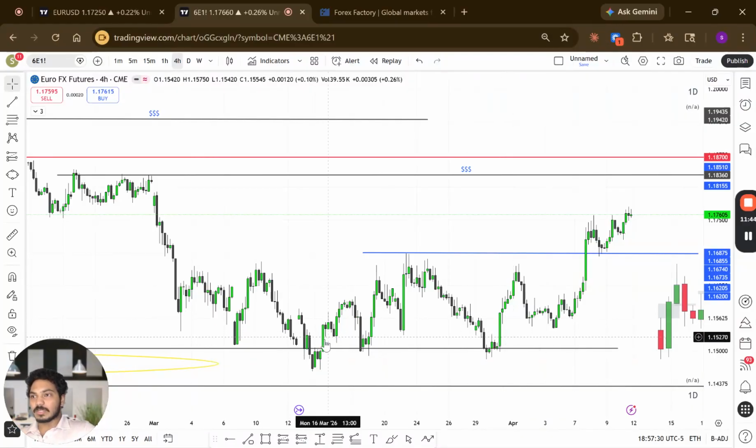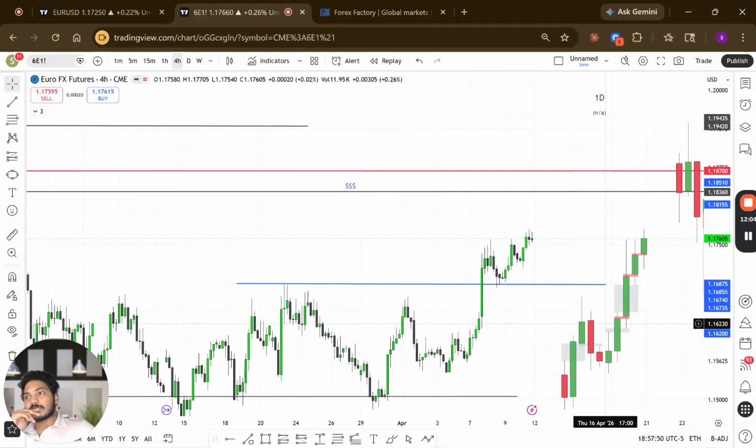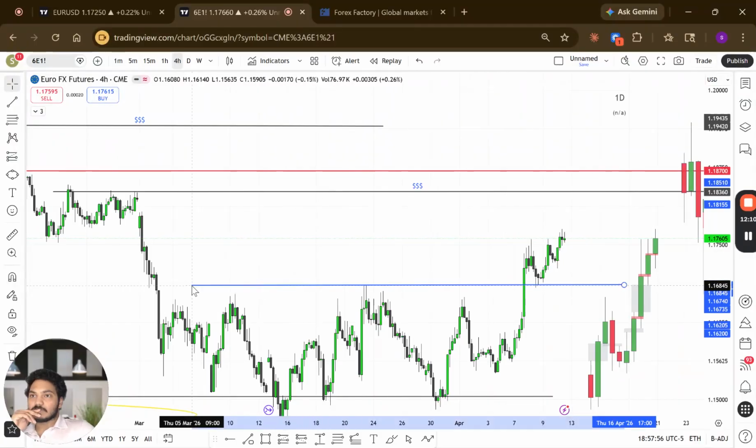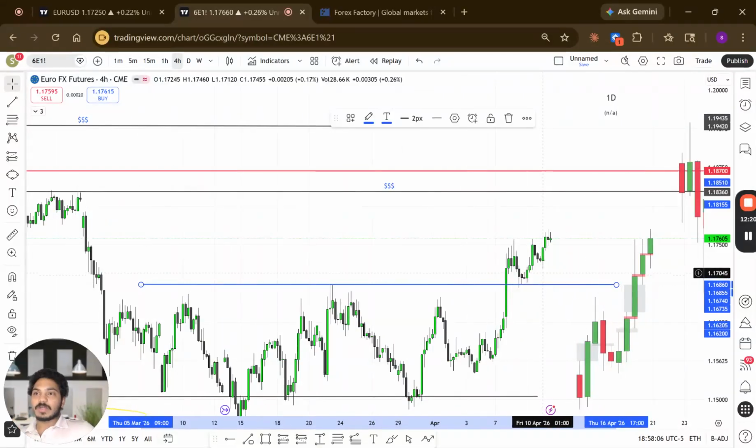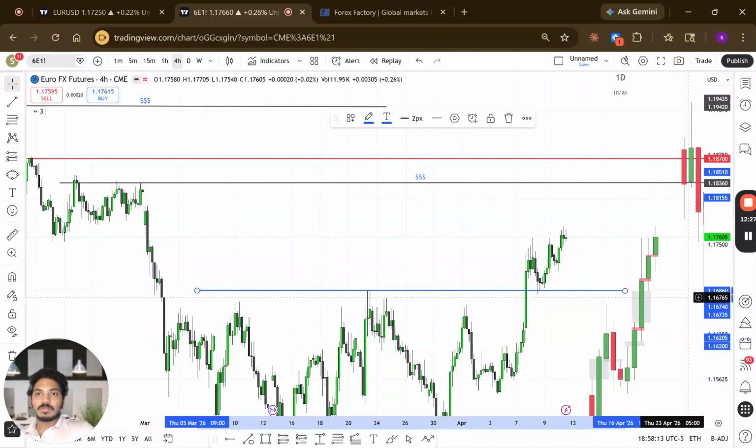You can see one more green candle right here. And right now we're at this, so this is the recent price. Also, it tried to take resistance right here. We saw some resistance right here, and right now it is acting as support at the price of 1.16860.